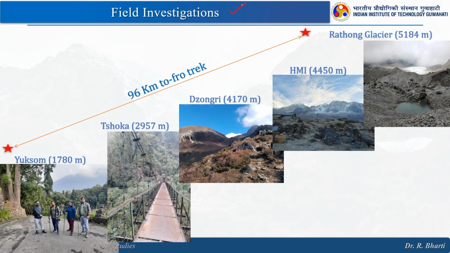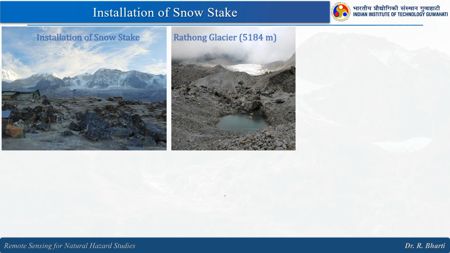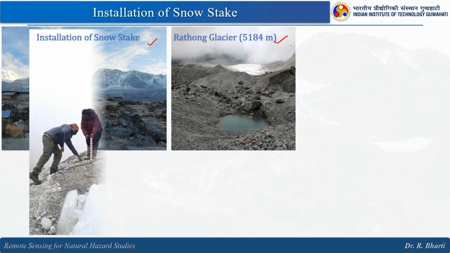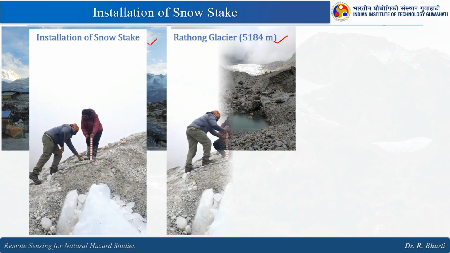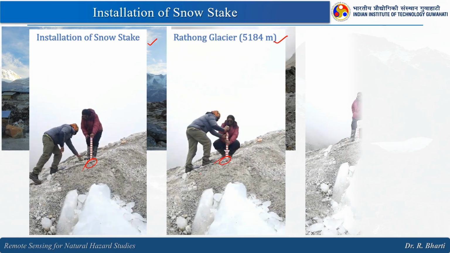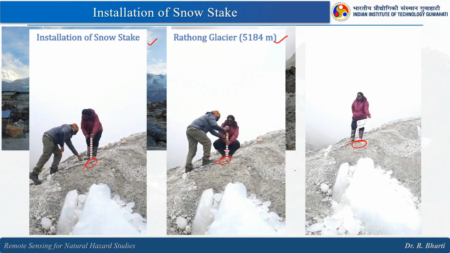So, for this we have done various field investigations. This is one example where we reached the Rathong glacier. It was a very difficult trek, 96 kilometers to and fro trekking was required, and here we have seen different topography which is available for this particular glacier, and we have also installed the snow stakes, right. So, this is my team, we went together and then we had the installation of these snow stakes.